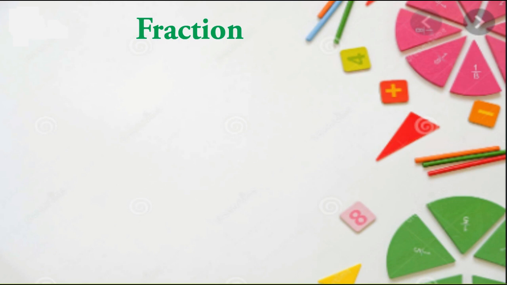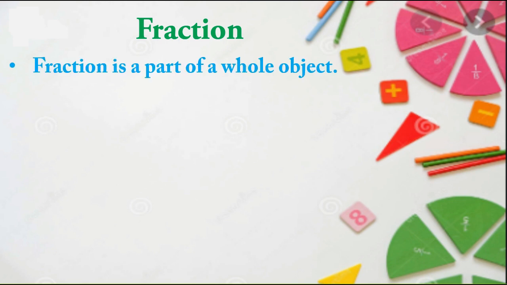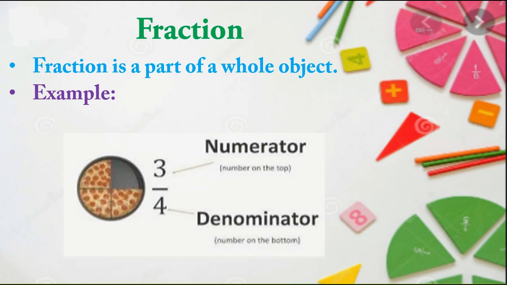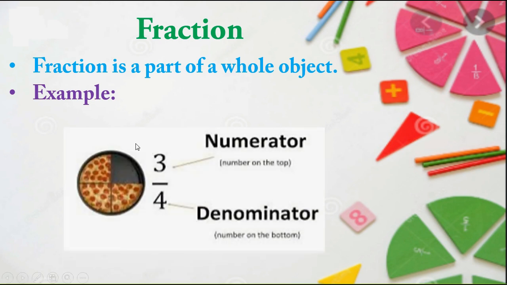Fraction. What is fraction? Fraction is a part of a whole object. For example, this is an example of a fraction 3 upon 4, where the topmost value is called the numerator and the bottom value is called the denominator, and this small bar between the numerator and denominator is called the division bar or the fraction bar.